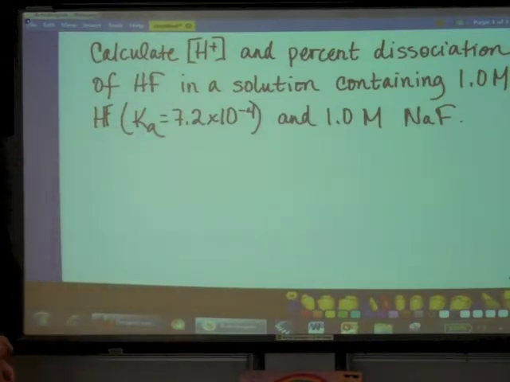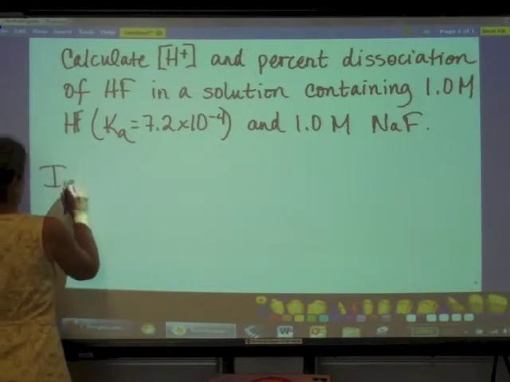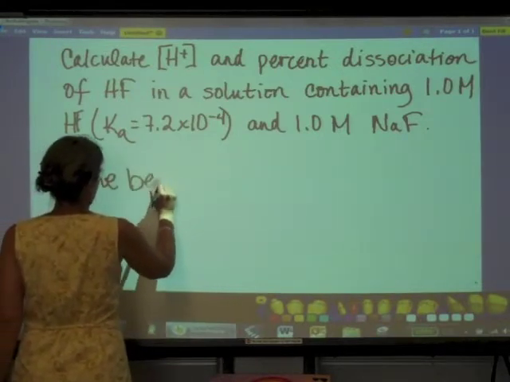Okay, so what we're going to try to figure out is how much hydrogen ion is in solution and what is the percent dissociation of hydrofluoric acid in a solution that contains both 1 molar hydrofluoric acid and 1 molar sodium chloride. So now we've got a mixture. Okay, so we're getting ever more complex. So we've got a weak acid in that beaker, and we also have a salt in that beaker. The first thing we need to do, because this is a mixture of stuff, is figure out, okay, what is in the beaker?